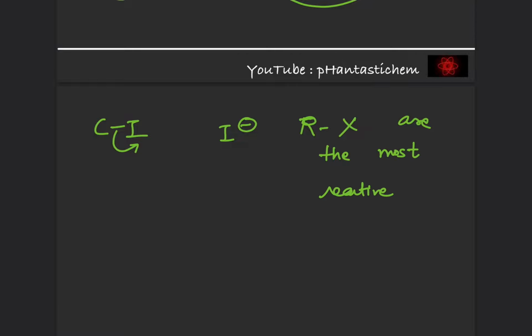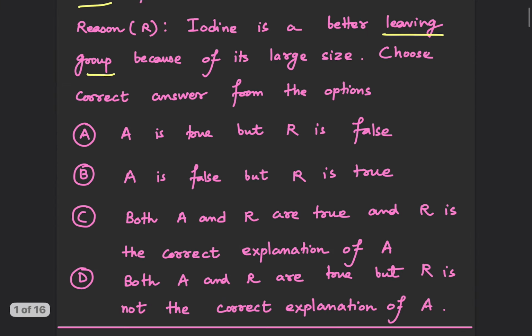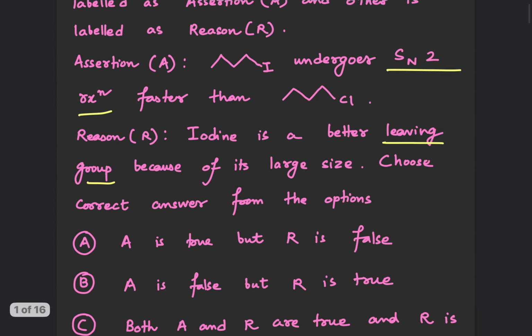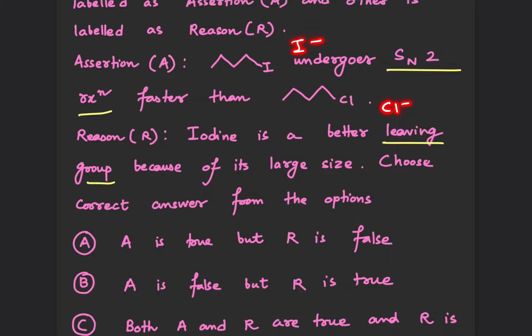And this logic applies in both SN1 and SN2, because both are manifestations of the same reaction. So now we can go back and check the assertion and reason. The assertion says 1-iodobutane undergoes SN2 reaction faster than 1-chlorobutane. Correct, as I told you, because the bond dissociation enthalpy of this bond is less compared to that of the C-Cl bond, and hence it can easily form I minus compared to Cl minus, right? So therefore this is a correct statement.